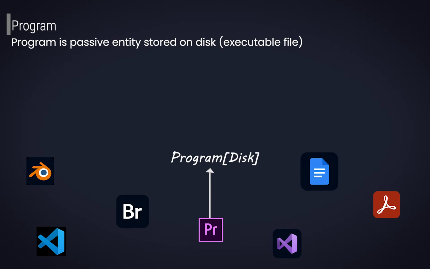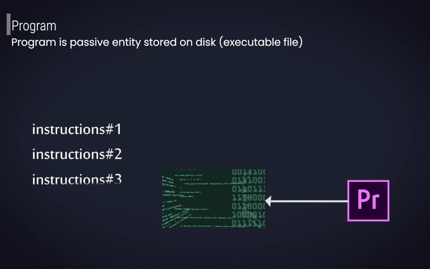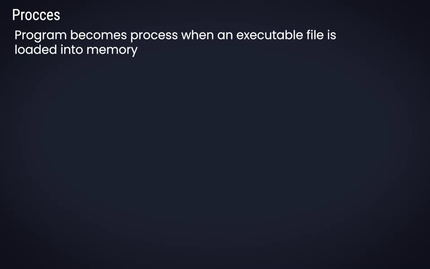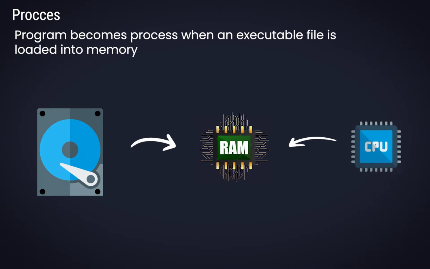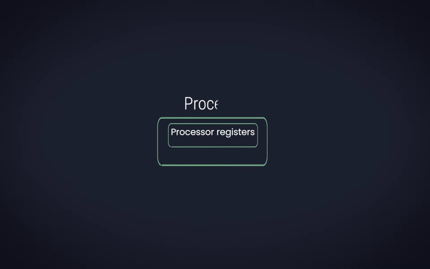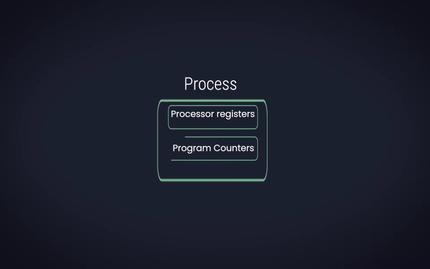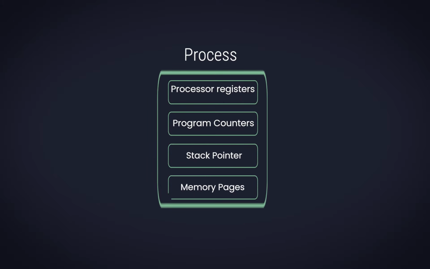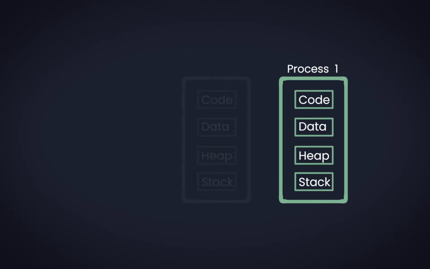It contains the code or a set of processor instructions that is stored as a file on a disk. When the code in a program is loaded into memory and executed by the processor, it becomes a process. An active process also includes the resources the program needs to run. These resources are managed by the operating system. Some examples are process registers, the program counters, stack pointers, memory pages assigned to the process for its heap and stack, etc.